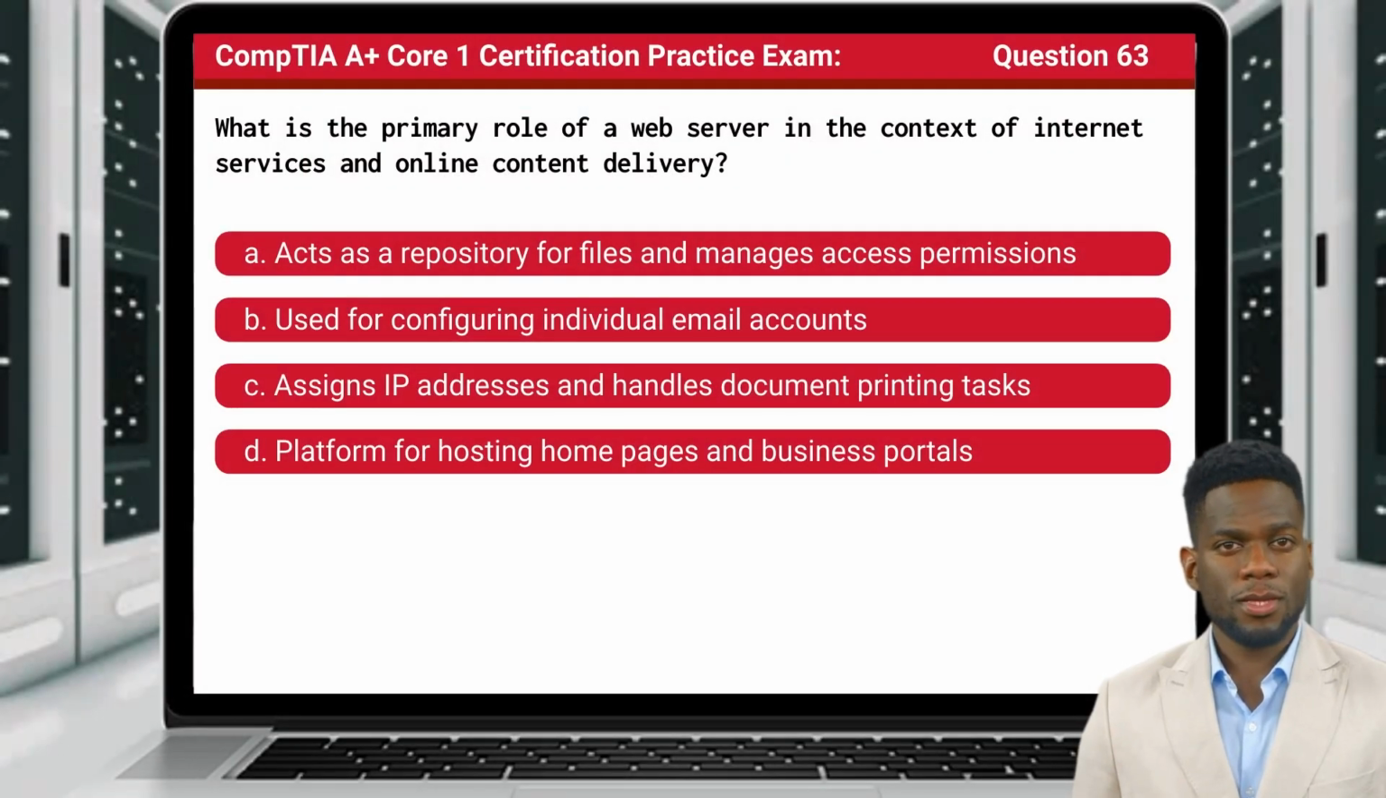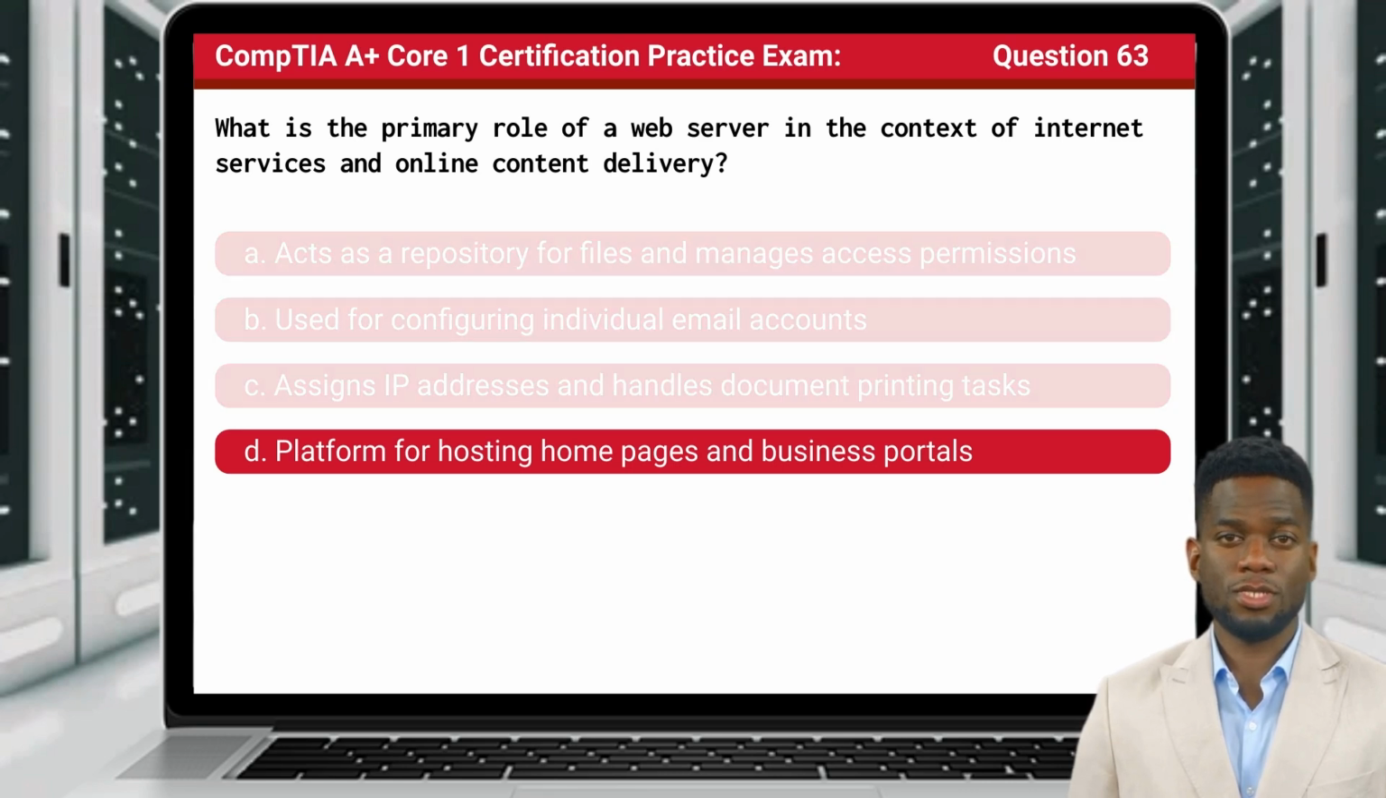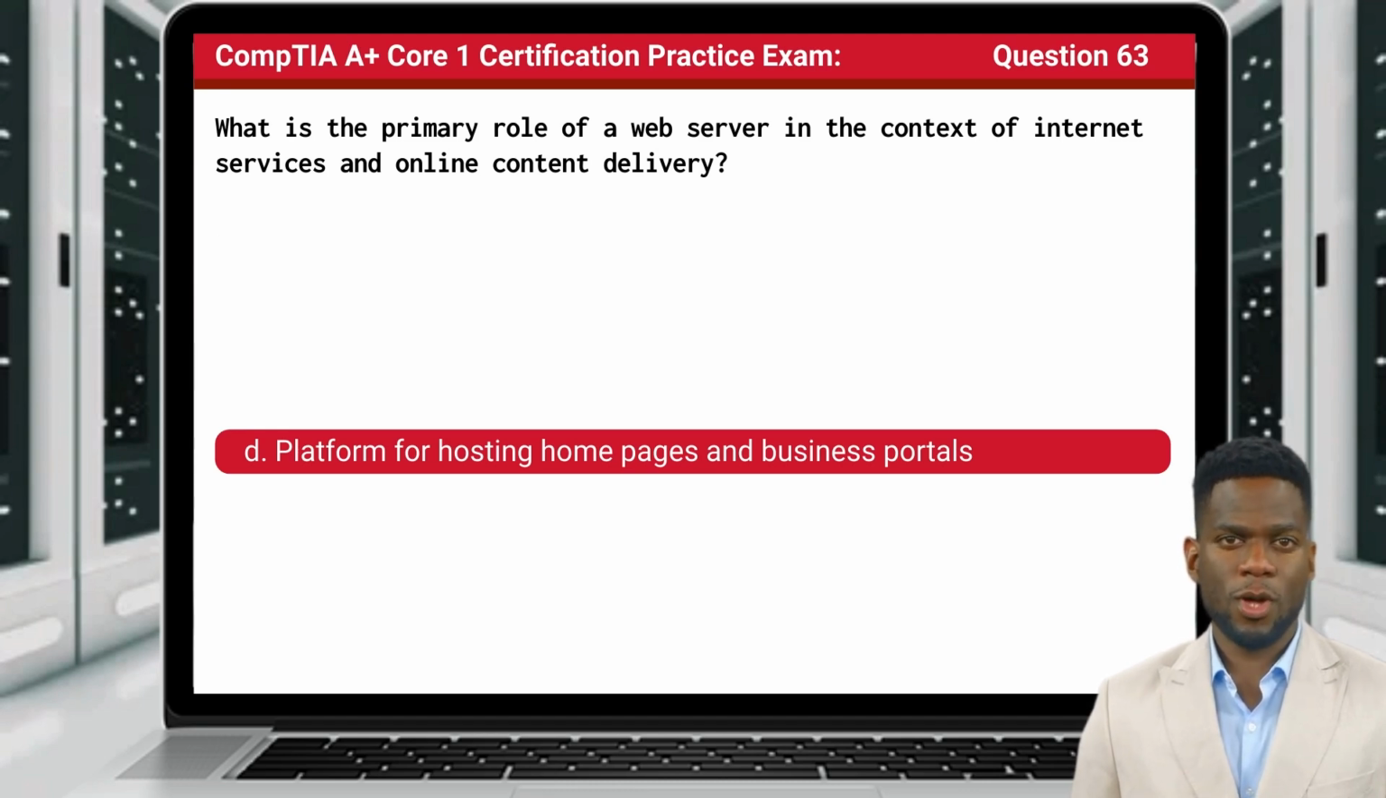Question 63. What is the primary role of a web server in the context of Internet services and online content delivery? The answer is D, platform for hosting homepages and business portals.